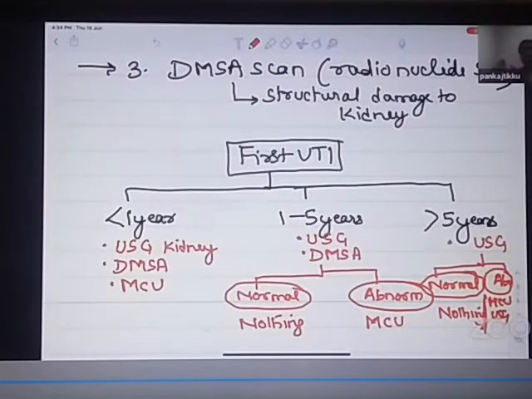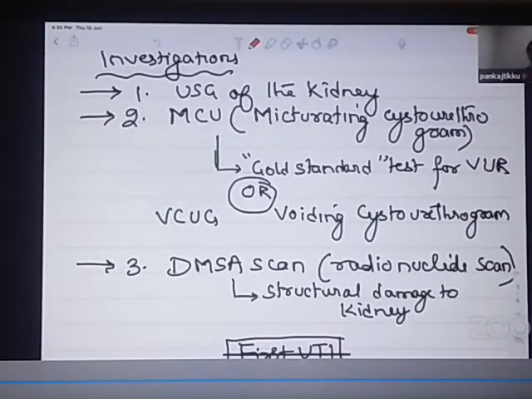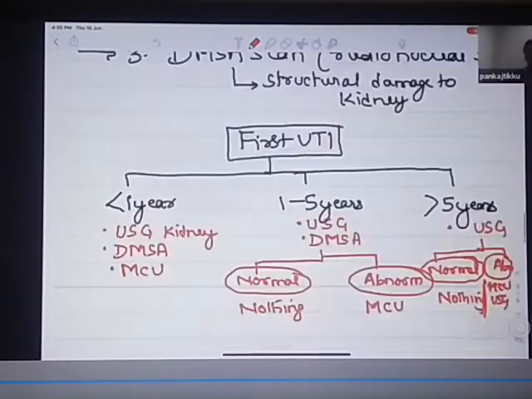I'll repeat again. Depending upon the age of the child, you decide whether all three tests need to be done, or selective tests need to be done. So suppose there is a child who has a first UTI when the child was less than 1 year of age. There is no thinking about it. You have to do all the three investigations. You have to do ultrasound, you have to do a DMSA scan, you have to do an MCU.